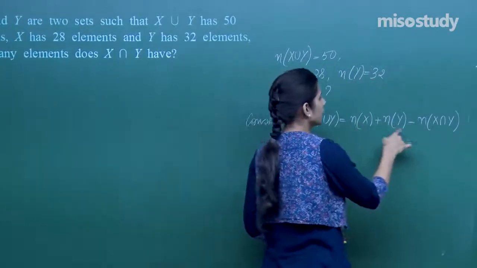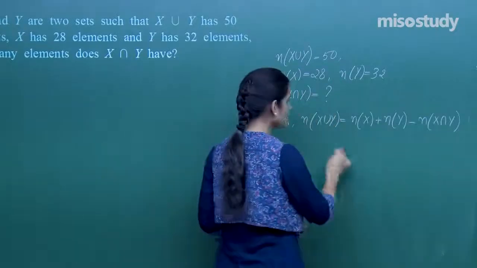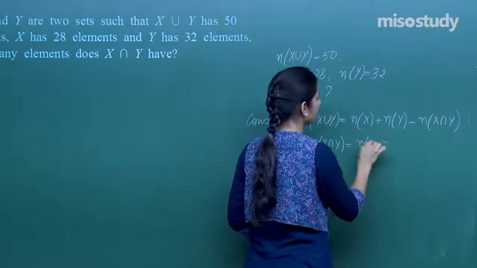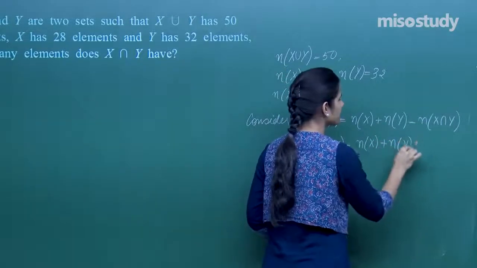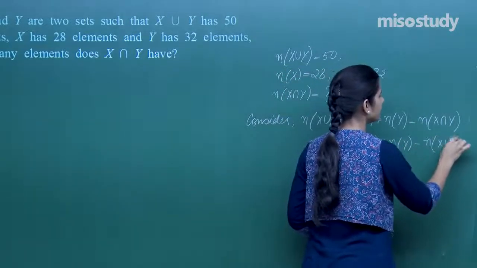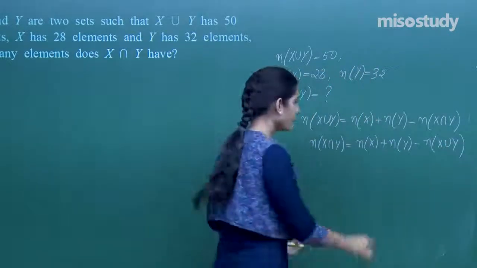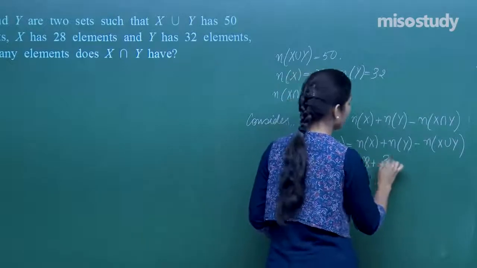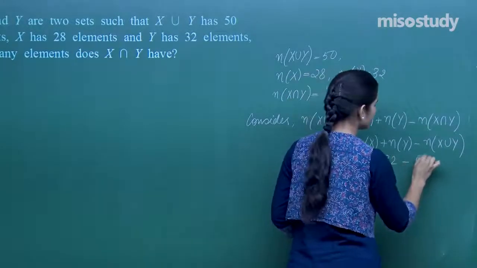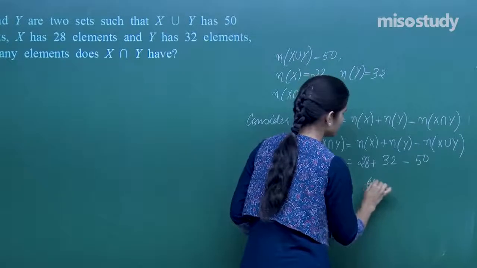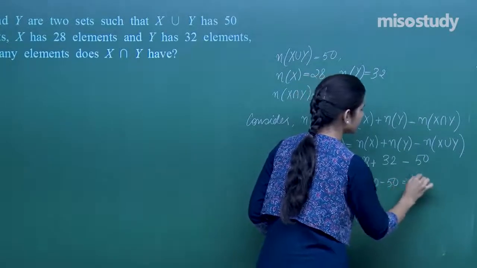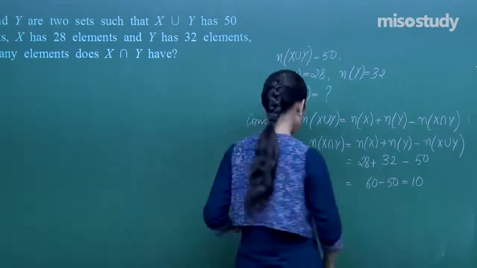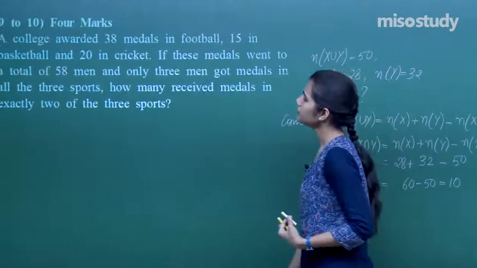I know this, I know this, I know this, I don't know this. So I will keep it on the left hand side. Number of elements in X intersection Y is number of elements in X plus number of elements in Y minus number of elements in X union Y. Number of elements in X is 28, in Y is 32, in the union it is 50. So it is 60 minus 50, which is 10. It is 10 members which are in X intersection Y. Easy enough?